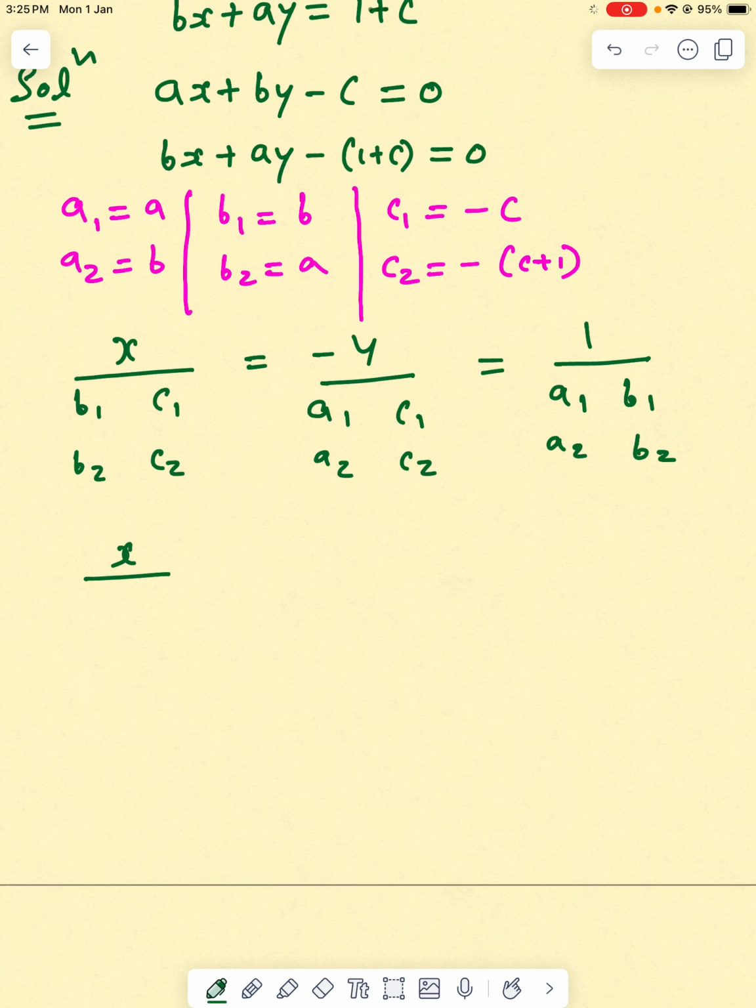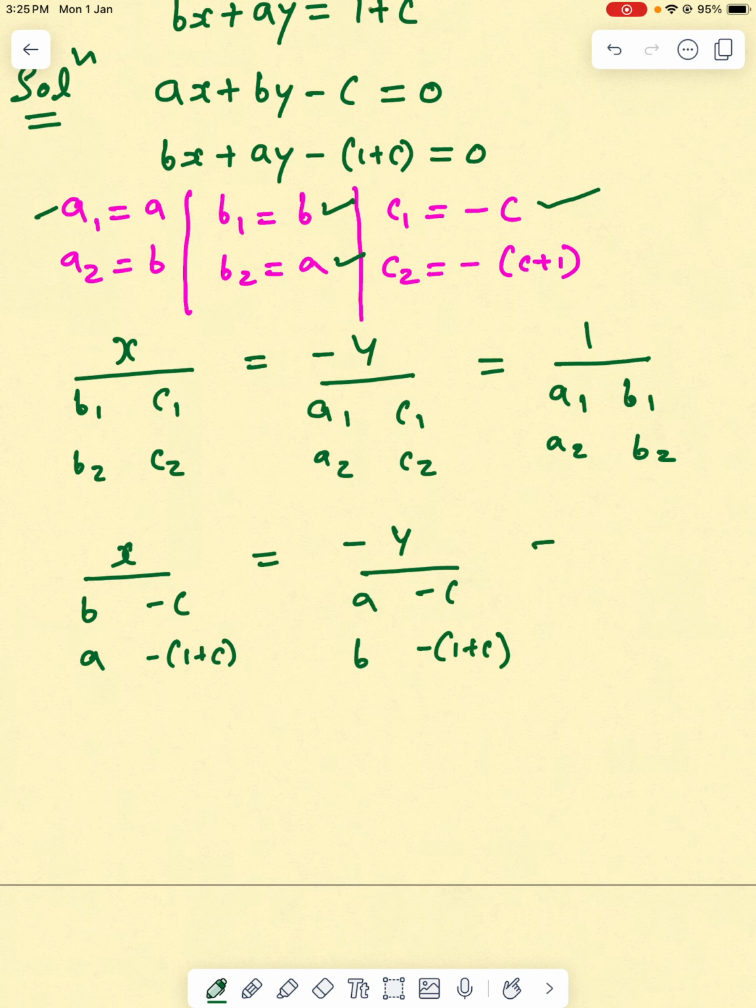So either you put the value at this place. Okay, I'm putting it. So first put the value of b1 is b and b2 is a, and what about c1 is minus c and c2 is minus of 1 plus c, right? Similarly put the value of a1 is a here and a2 is b, and what about c and minus of 1 plus c. 1 upon a1 a2 is a comma b, sorry b1 b2 is b and a respectively.